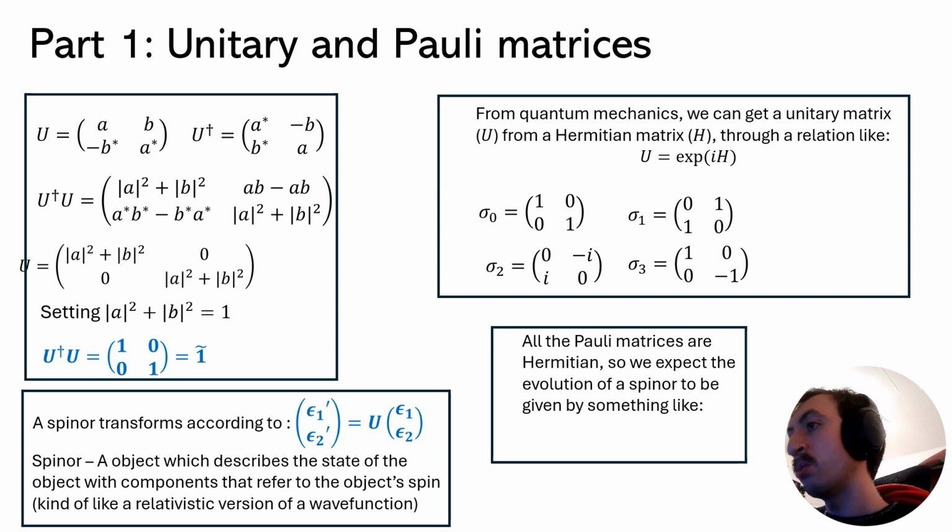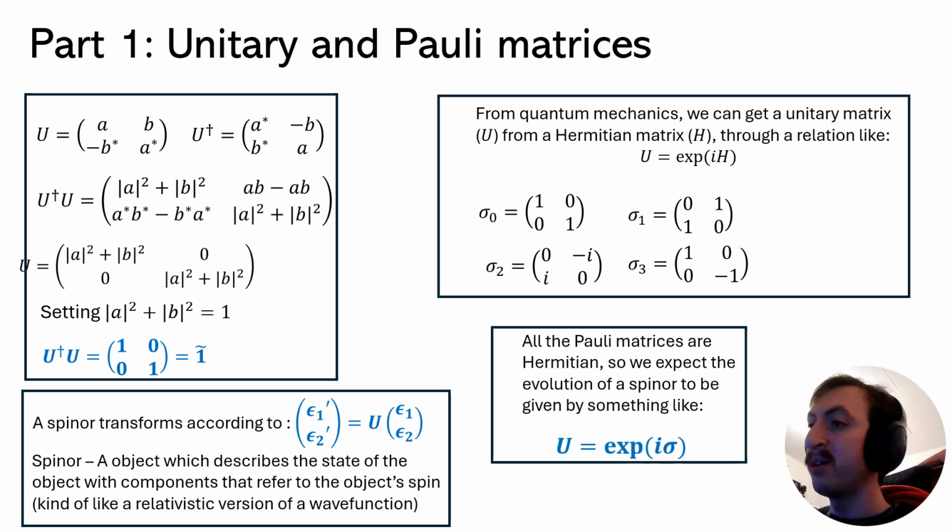But our Pauli matrices are the Hermitian matrices corresponding to spin, so a spinor will evolve according to a unitary matrix given by e to the power of i times a Pauli matrix. So the Pauli matrix describes how spinors evolve, and spinors are, if you like, the wave function version of particles, describing particles in terms of their spin.